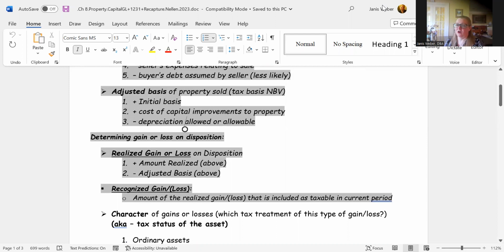A recognized gain or loss is just the amount of the realized gain or loss that is going to be recognized currently in this tax period. So recognized is the key to, is it taxable? Is it deductible? If it's a gain and it's recognized, it means it's a taxable gain. If it's a loss and it's recognized, it means it's a deductible loss. So realized means it happened. Recognized means we have to put it on the tax return.